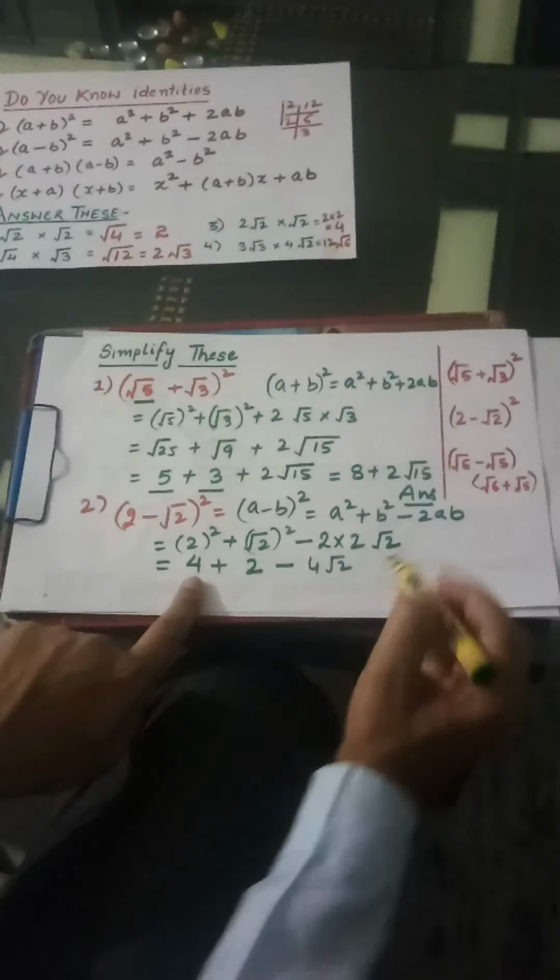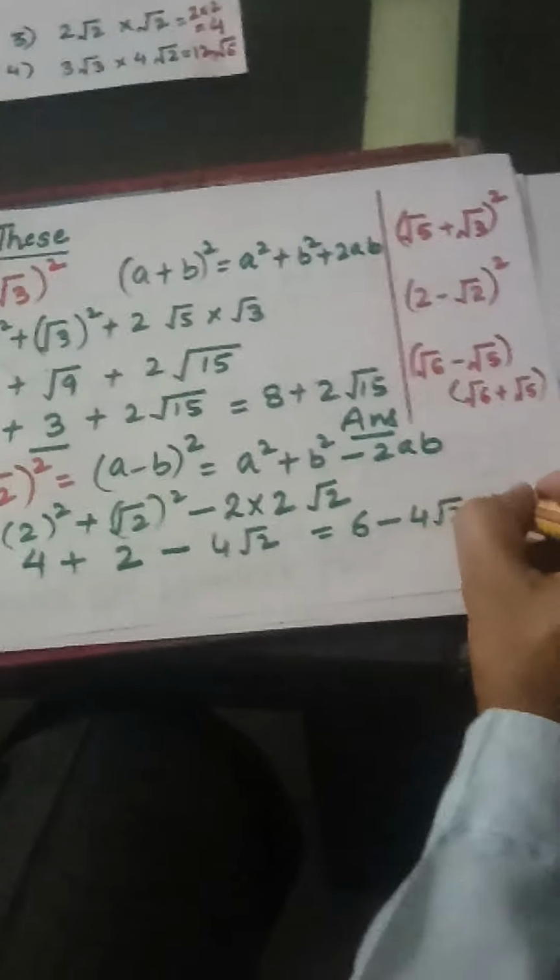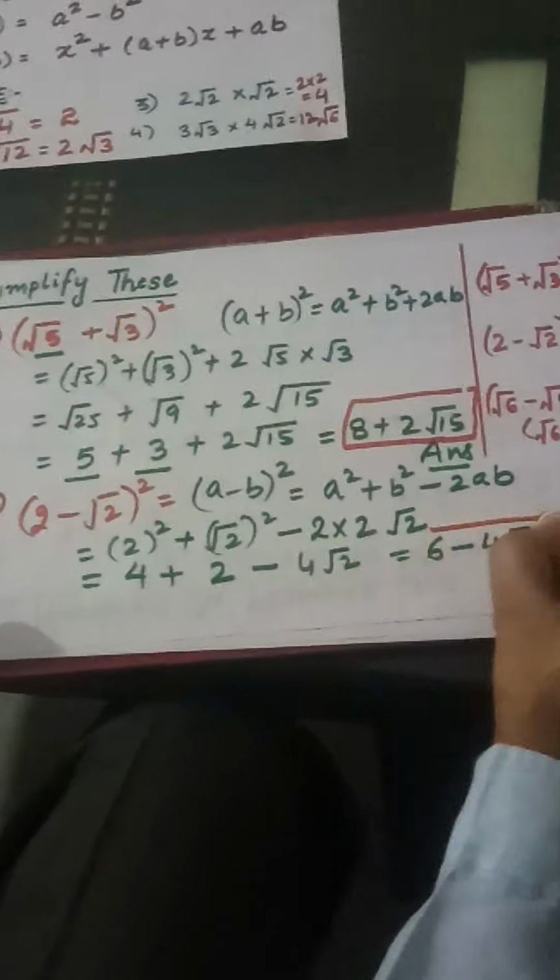Again, add that up. 4 plus 2 is 6, and the next term will come the same: 6 minus 4 root 2. So this is our answer for the second part. I am highlighting the answer. This was the answer for our first part, and this is the answer for our second part.